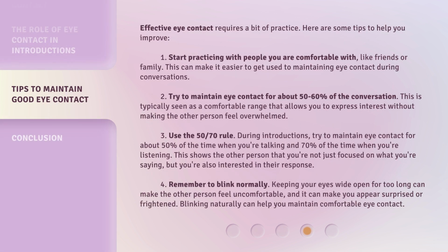Effective eye contact requires a bit of practice. Here are some tips to help you improve. 1. Start practicing with people you are comfortable with, like friends or family. This can make it easier to get used to maintaining eye contact during conversations.